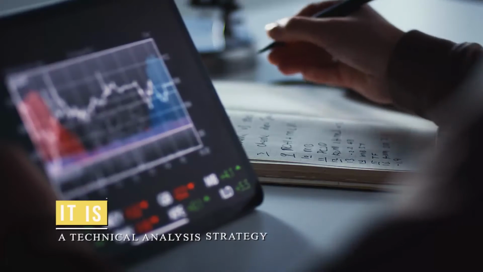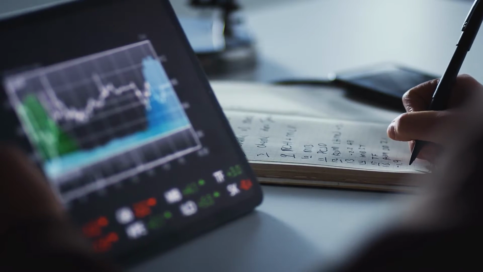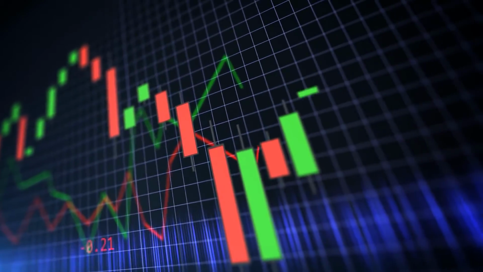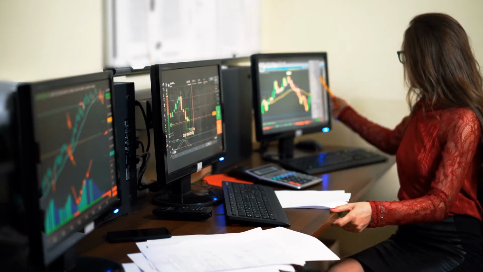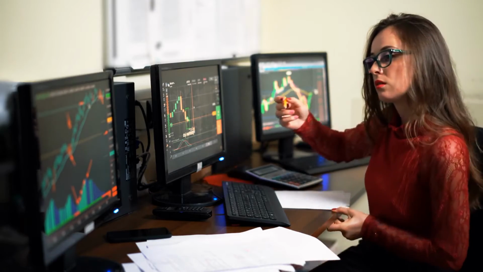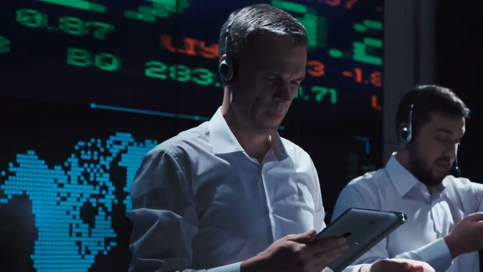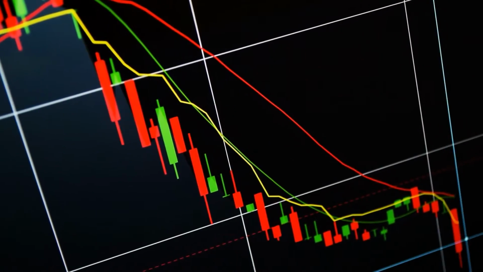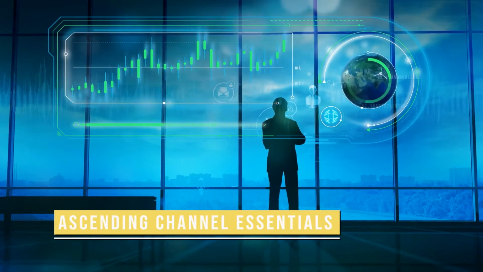It is a technical analysis strategy where the bottom line is depicted as the trend line, or support, and the top line is called the resistance. An ascending or bullish price channel is shaped by drawing parallel lines between the resistance and support levels that an asset trades in between on candlestick charts. Now let's discuss the ascending channel essentials in detail.